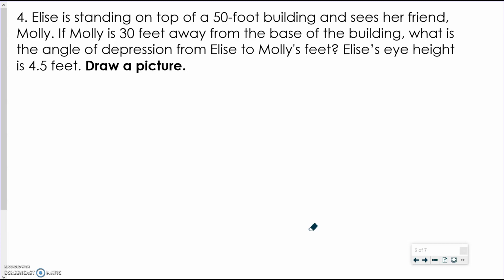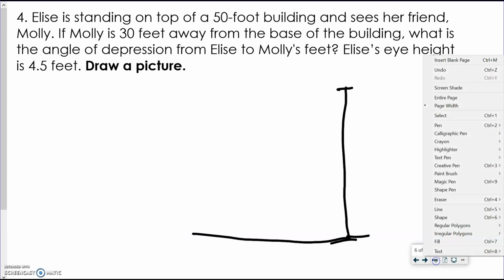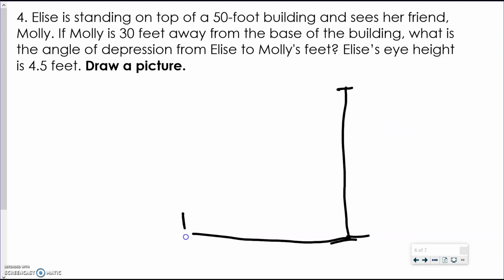Let's draw a picture. So let's draw a building like this, and then let's draw Molly. Again, this is not to scale at all. In fact, I'm going to erase this a little bit. Pictures don't have to be to scale, and I apologize that this one is not exactly to scale. So here's Molly. I'm going to write an M for Molly. Then Elise, who's up here. And it says Elise's eye height is 4.5 feet. So we know that from about here to here, it's 4.5 feet.